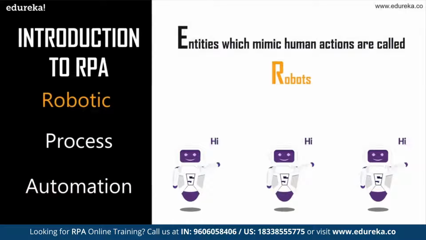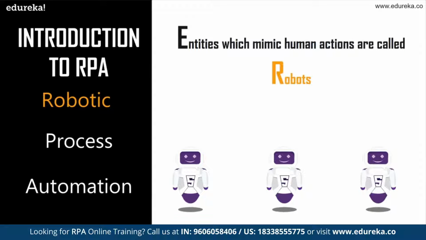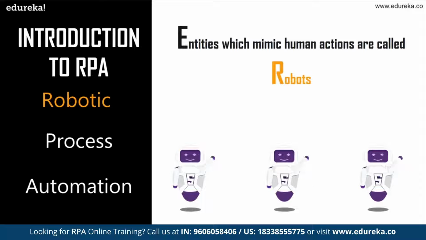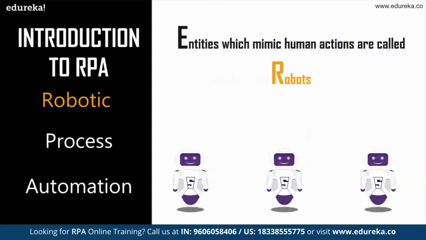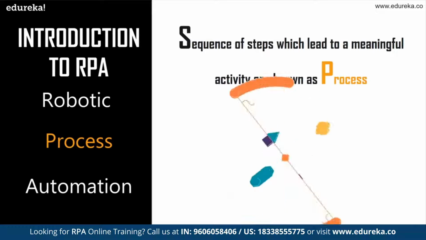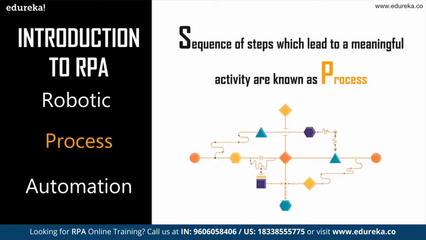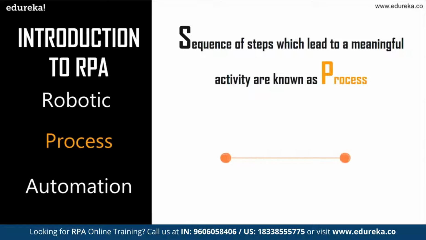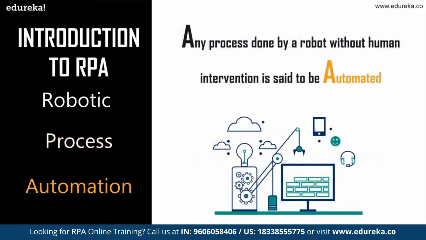So starting with robotic, robotics are those entities which mimic human actions. So all the entities which mimic human actions are called as robots. Now, every robot has to follow a sequence of steps to mimic human actions, right? So those sequence of steps are nothing but a process. And finally, coming to automation, automation is any process that is done by a robot without any human intervention. So any process that is done without any human intervention or minimal human intervention is said to be automated.